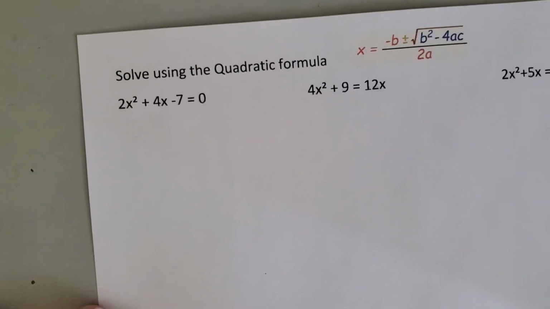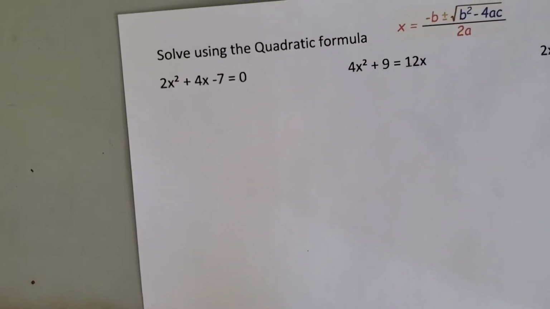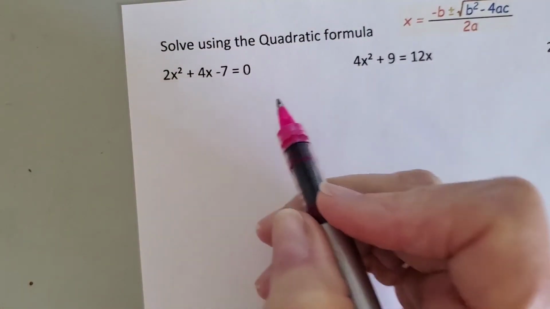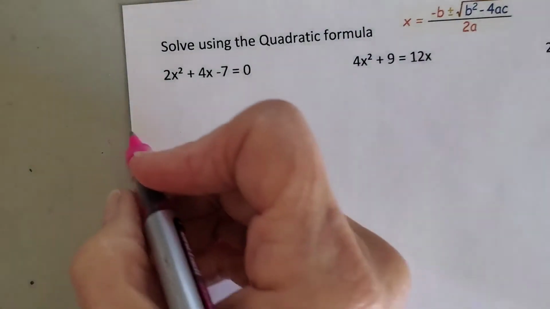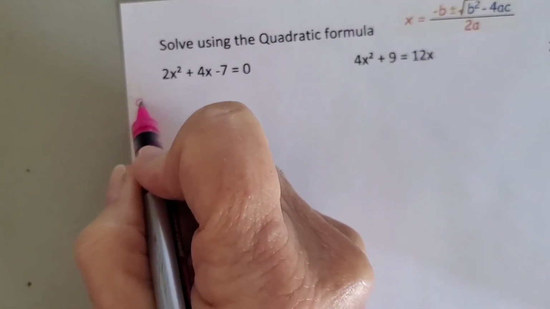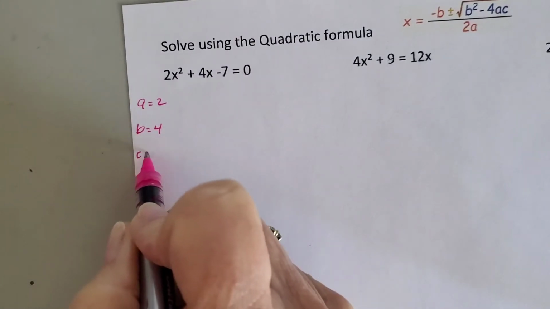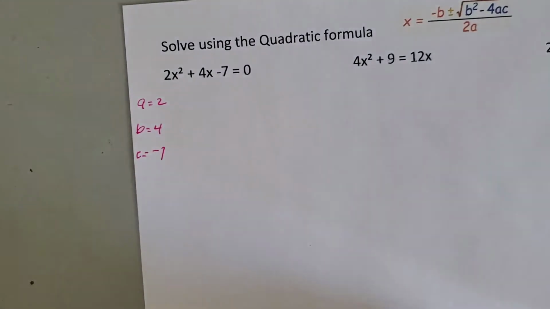Here we go. All right. First thing, check. Is it equal to 0? Yes. Next thing, identify a, b, and c. So a is 2, b is 4, c is -7.